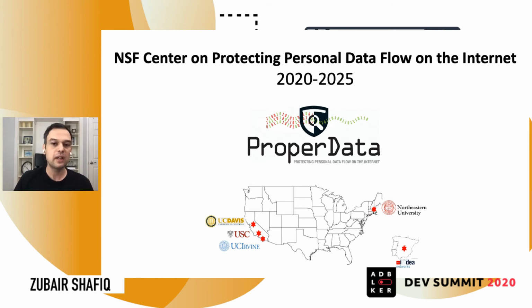So this is a $10 million collaborative research center funded by the National Science Foundation in the US. And we also have collaborators from the EU. We are trying to improve privacy enhancing tools, and one of our thrusts focuses on tracking and ad blocking.